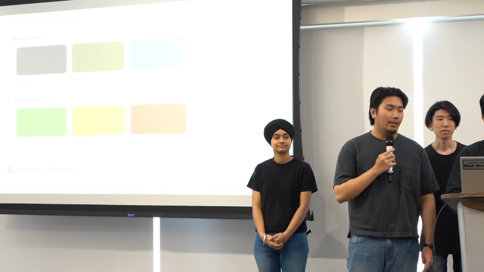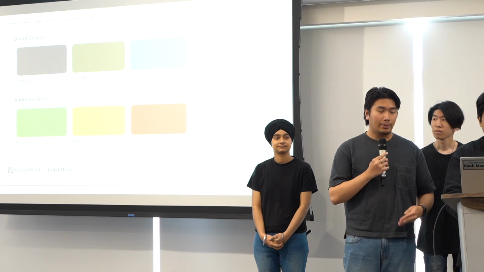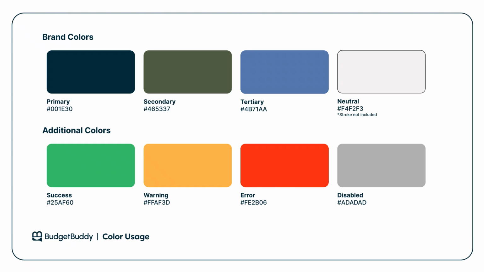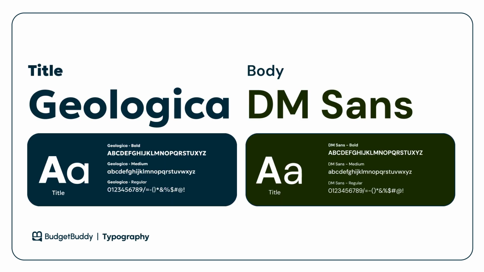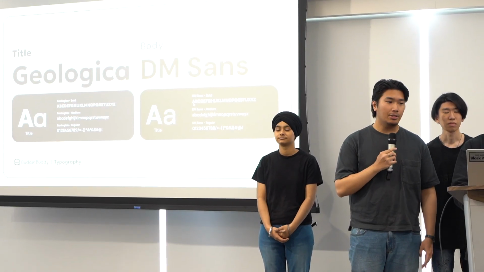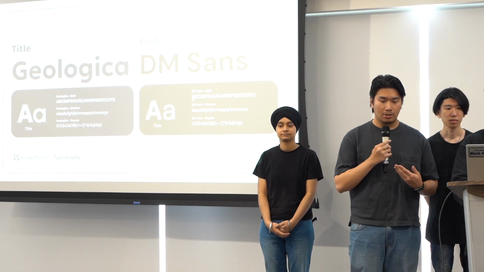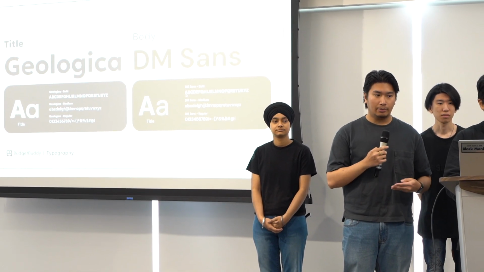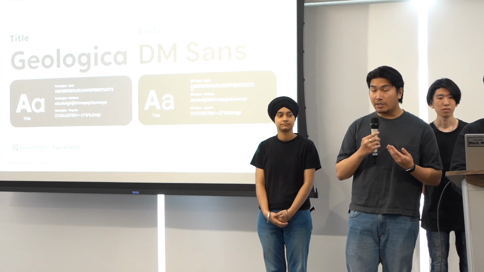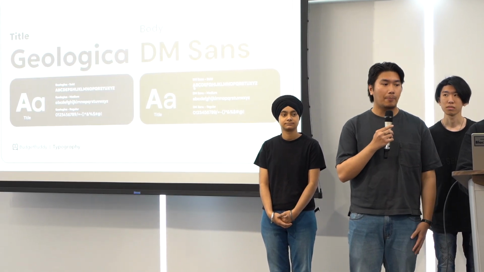For the colors, we chose these 4 colors as our brand colors to convey the minimalism for a financial tech-based app. For our typography, we chose Geologica and DM Sans as the 2 main typefaces of our web app. We chose these because we want to ensure legibility and readability for any user, and we want to lessen any possible legibility issues in the future.